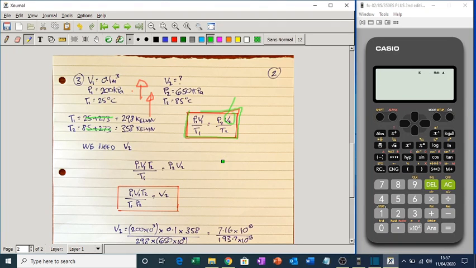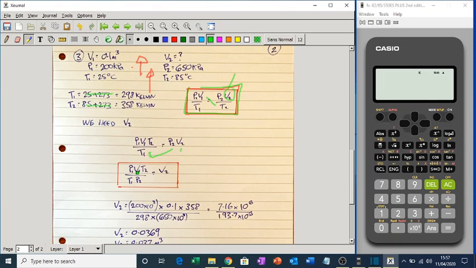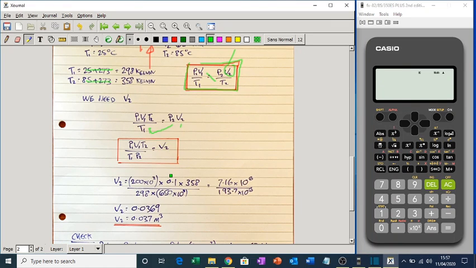So what I've done here first, I brought the T2 up. So I brought this T2 up to there. P1 V1 T2 over T1 equals P2 V2. And I leave the V2 there and bring the P down to there, which gives me P1 V1 T2 all divided by T1 over P2. Gives me V2. So work that out, and it'll give you the volume.